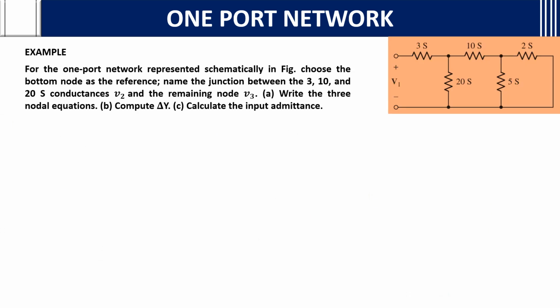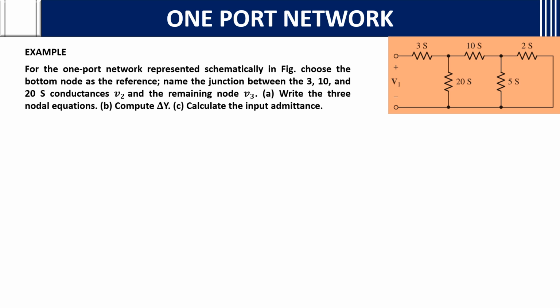For the one port network represented schematically in the figure, choose the bottom node as the reference. Name the junction between 3, 10 and 20. Here the values are in Siemens, so the network is given in the form of admittance. The resistance is given in the form of admittance. Keep that in mind and write the things. Then V2, and the remaining node as V3. Write the three nodal equations, compute delta Y, and calculate the input impedance.